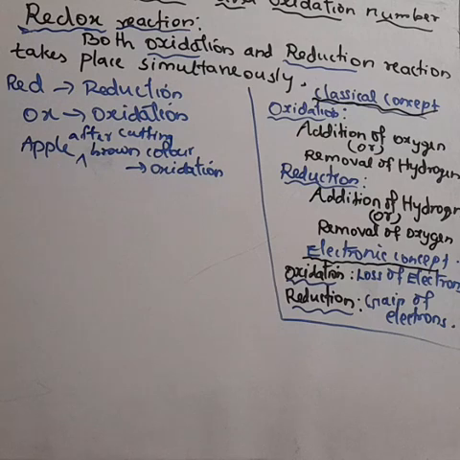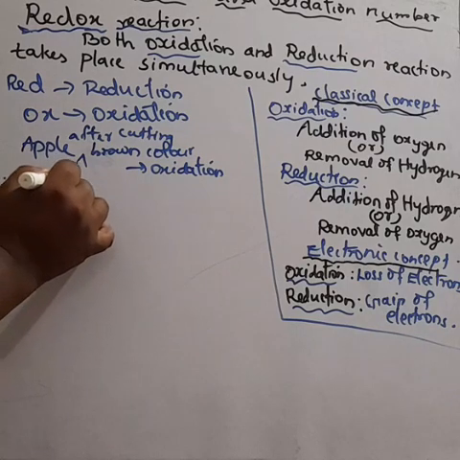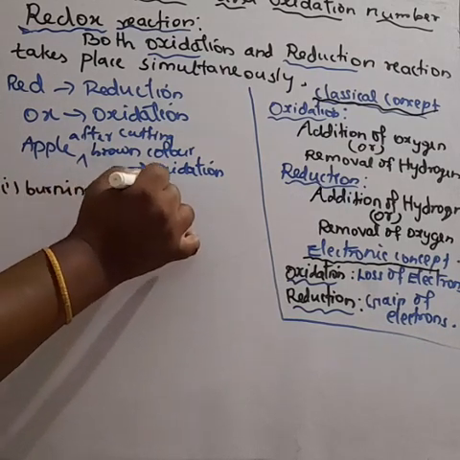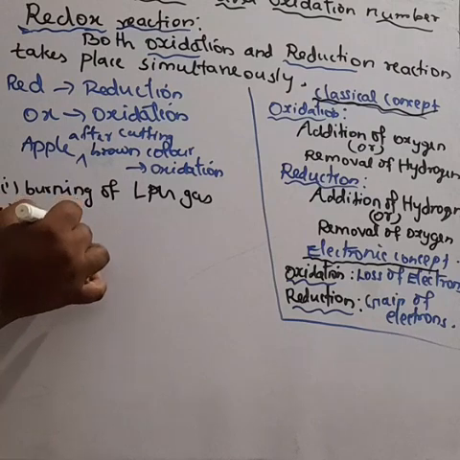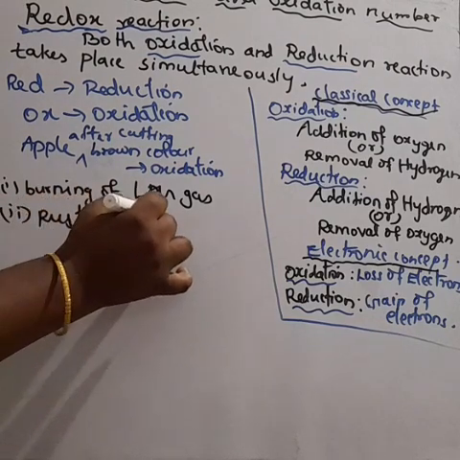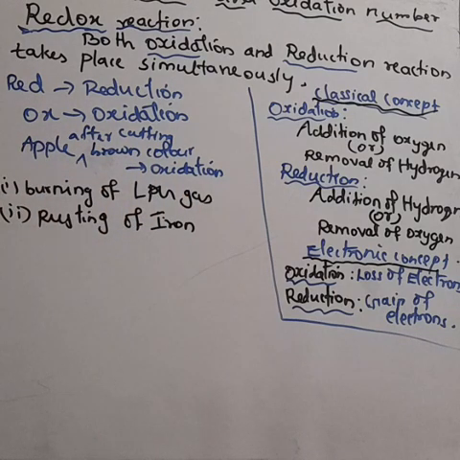So we come across oxidation reactions in our daily life. For example, burning of LPG is oxidation. When we are burning the LPG from the cylinder, the LPG reacts with oxygen to form a fire. Another example is rusting of iron. It forms rust because of oxidation. Slowly oxidation takes place in iron, and it becomes rusting of iron.